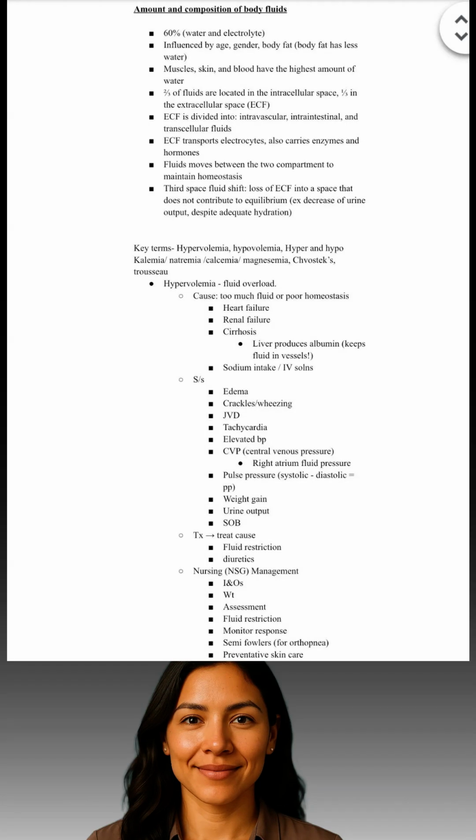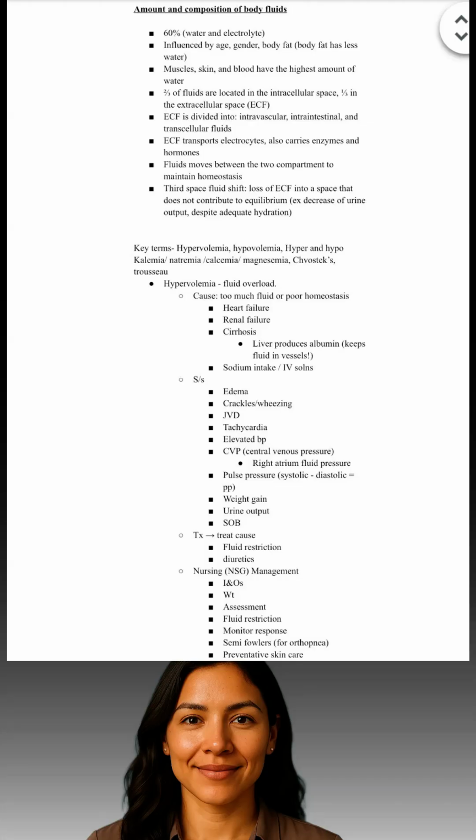Here's an important fact: the adult human body is primarily water, making up about 60% of total body weight. This varies slightly between males, 60 to 65%, and females, 55 to 60%. Understanding these percentages is crucial for patient care.